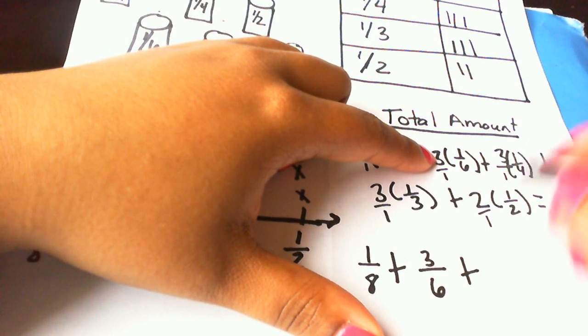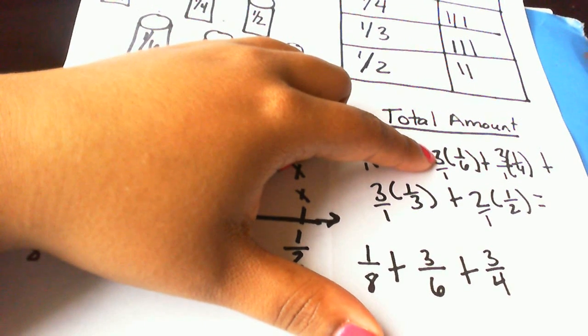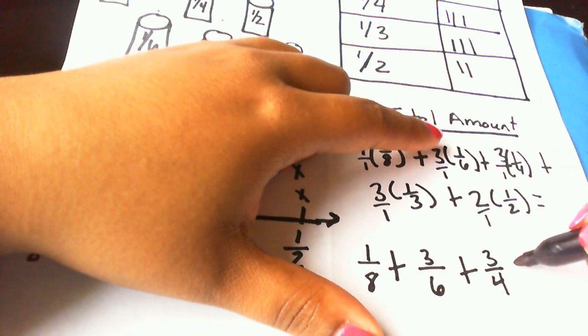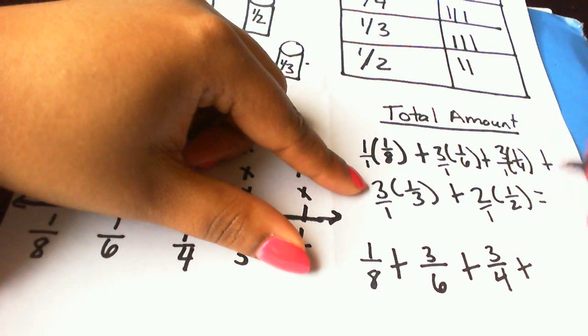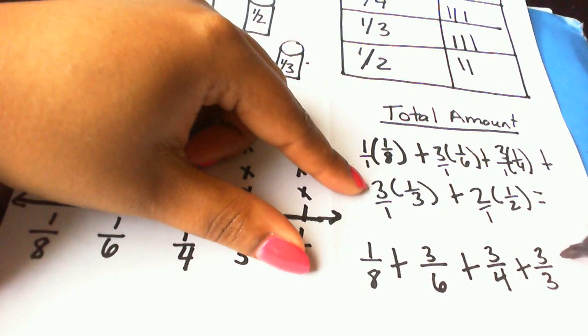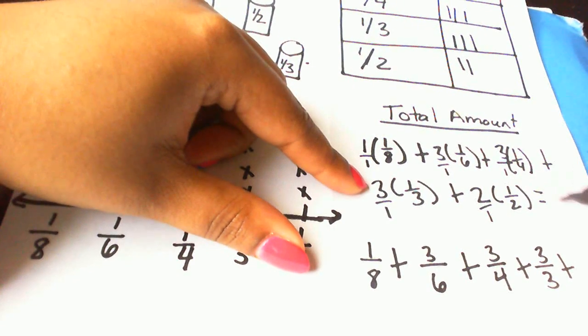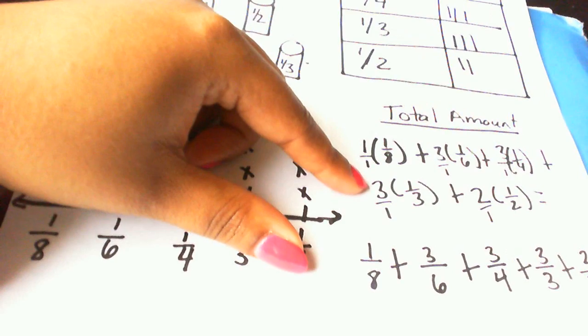3 times 1 is 3, 1 times 4 is 4. Plus, right down here, 3 times 1 is 3, 1 times 3 is 3. Plus, 2 times 1 is 2, and then 1 times 2 is 2. So that's all of our numbers.